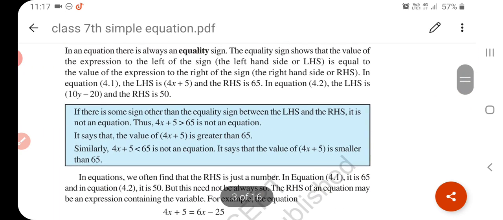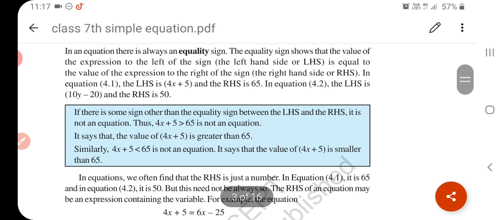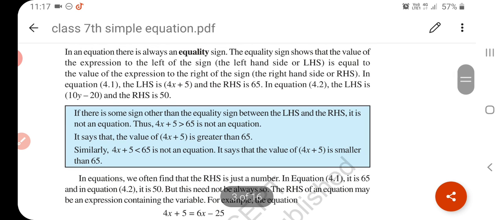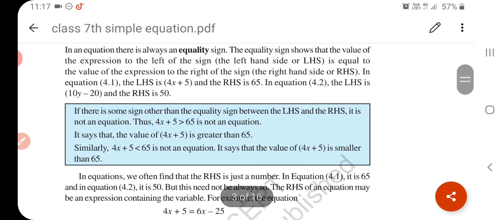Here, see here, what is an equation? In an equation there is always an equality sign. The equality sign shows that the value of the expression to the left of the sign, the left hand side, is equal to the value of the expression to the right of the sign, the right hand side. Okay, understand? Means there are two parts, LHS and RHS. If both parts are equal, then your equation is successful.